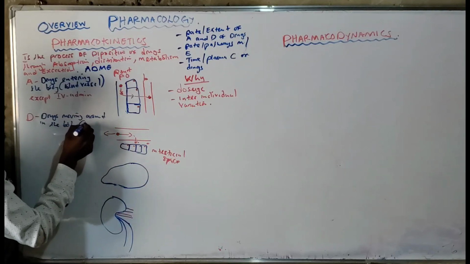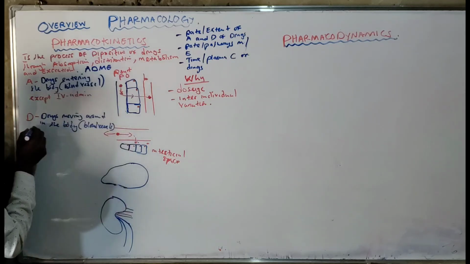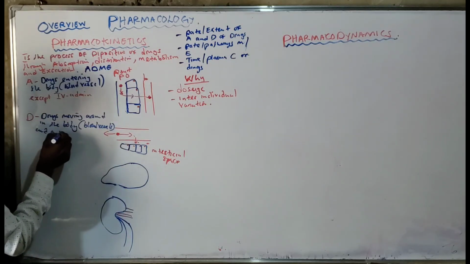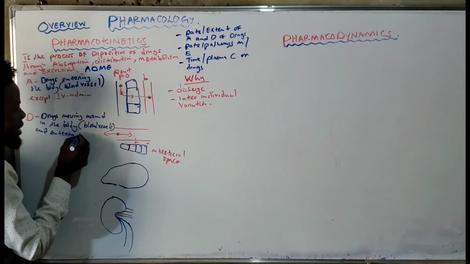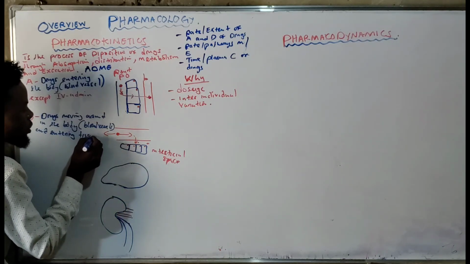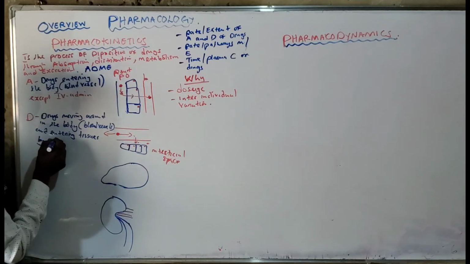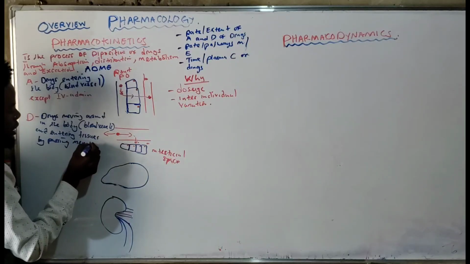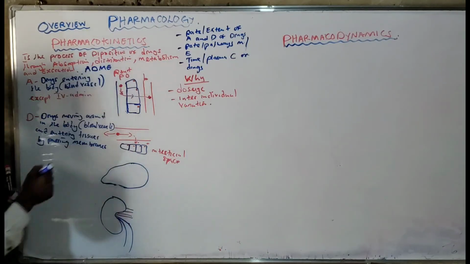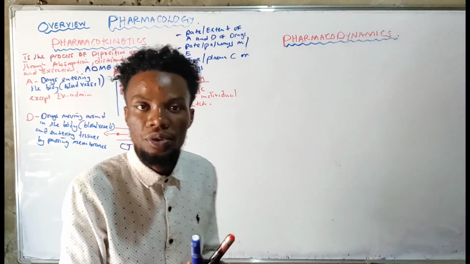Okay, basically we're saying blood vessels. And what else? What did I say? And also entering tissues. How do they enter tissues? By passing membranes as well. Okay, membranes. So like the capillary wall there, they pass through the capillary walls. Okay, we'll talk about the distribution in more detail.